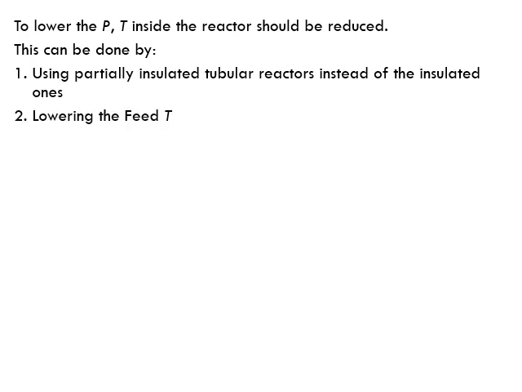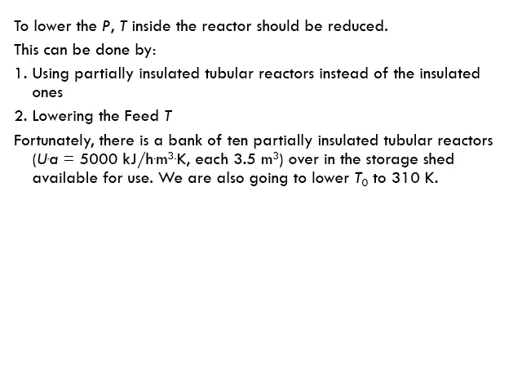The other solution is to lower the feed temperature, because if you lower the feed temperature, you will certainly lower the temperature inside the reactor. Fortunately, there is a bank of 10 partially insulated tubular reactors, and some specifications are given here. For example, the U times A. Again, see the units here. It's per cubic meter rather than per square meter. So it's per volume instead of per area. And each is 3.5 cubic meter long.